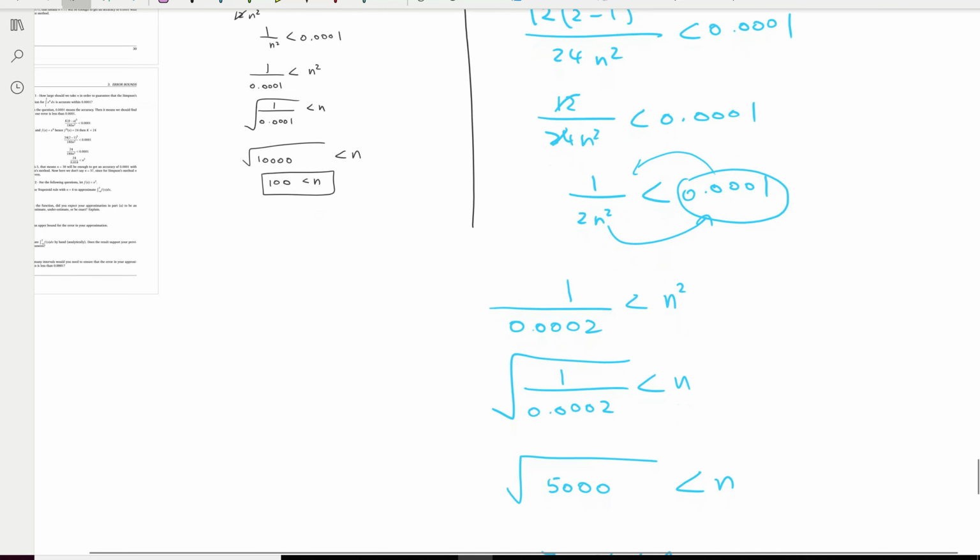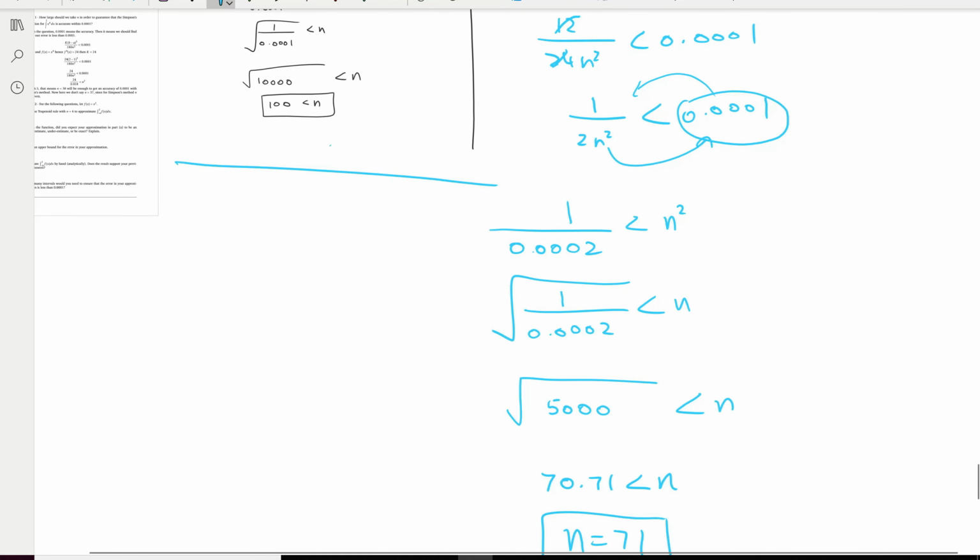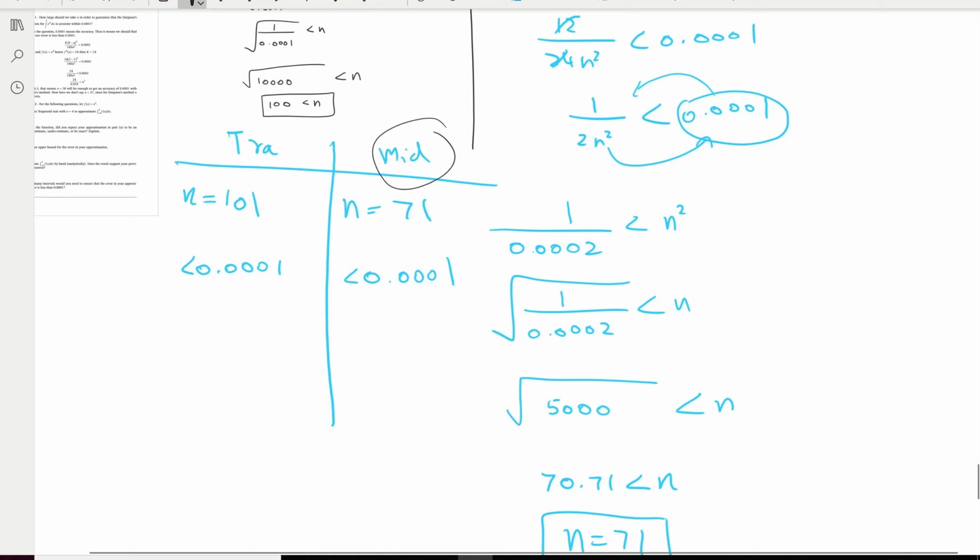Okay, so here's what happened. We used two methods. If you use the trapezoidal rule and take 101 subintervals, your error is definitely less than 0.001. If you use the midpoint rule with just 71 subintervals, then your error is also less than 0.001. Which method is better in this case? Midpoint rule, right? Because it needs fewer subintervals to get the desired accuracy.